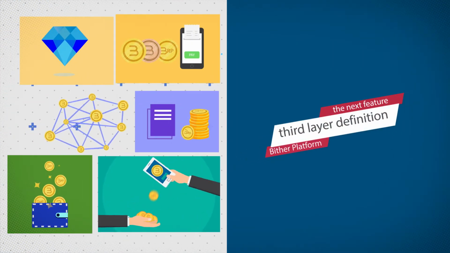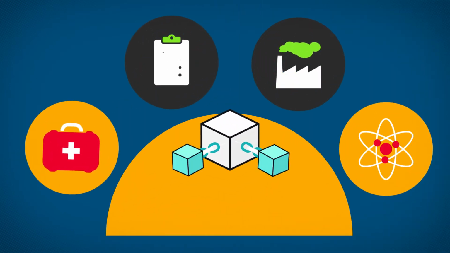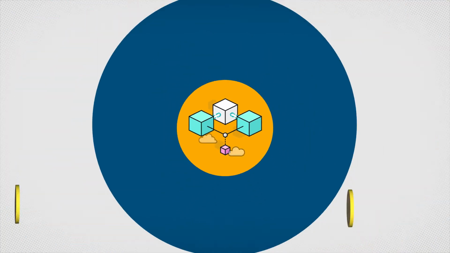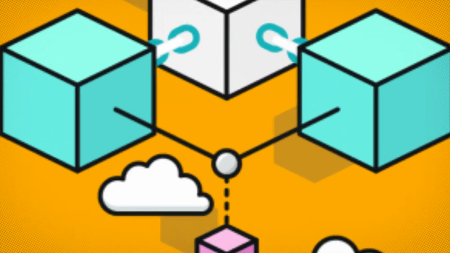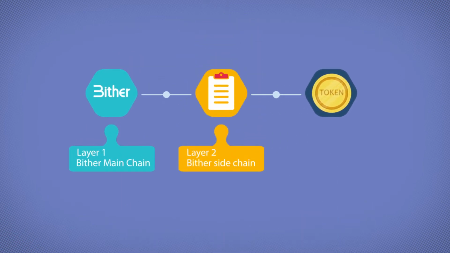The next feature is the possibility of defining a third layer. This means that each branch in the second layer can have several designated internal tokens. Running this protocol helps designing projects and serves as a useful solution for holding companies.